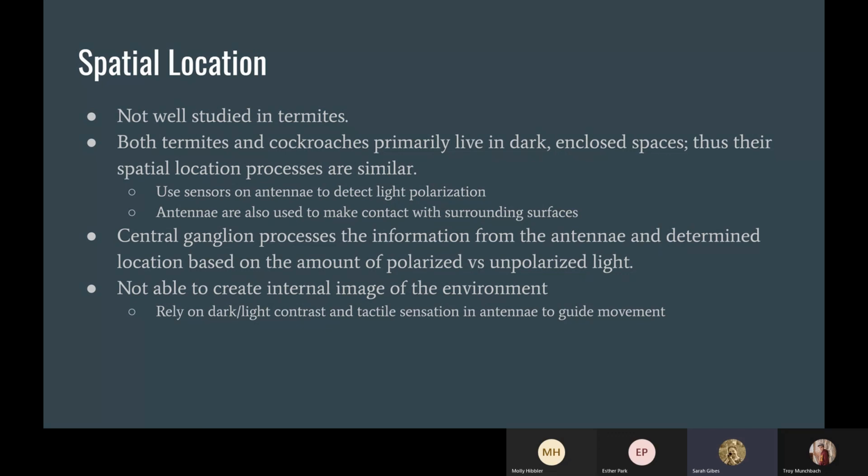Interestingly, cockroaches are not able to process an internal representation of their spatial surroundings, but instead rely on the understanding of the lightness versus the darkness to navigate where they are.